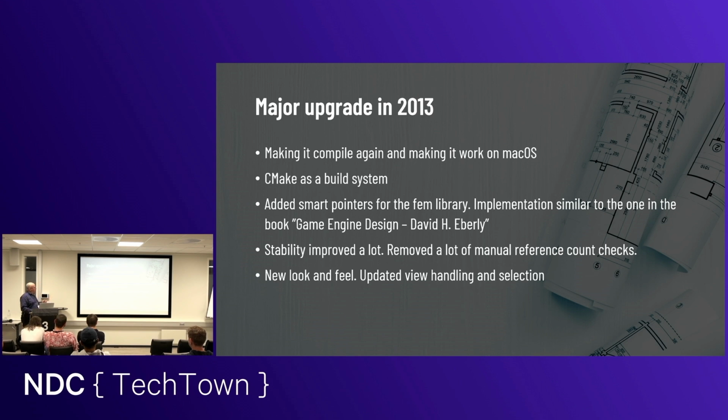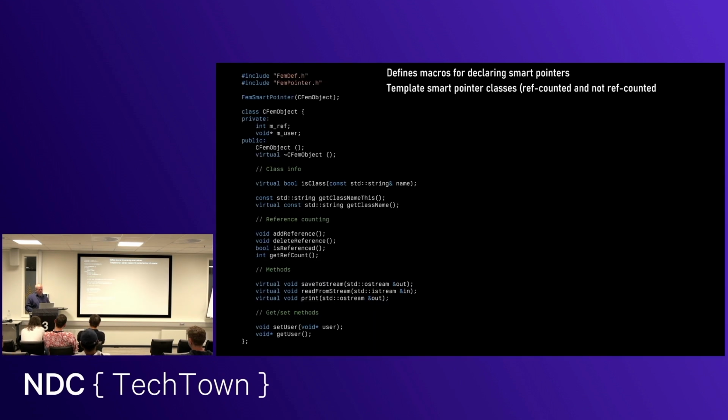Also, I got to give it a slight new look and feel. View handling with shortcuts as well. I changed a lot of things in that code. So I have this FEM smart pointer here, which is a define that defines the smart pointer for the CFEM object. And I also added stub strings everywhere.